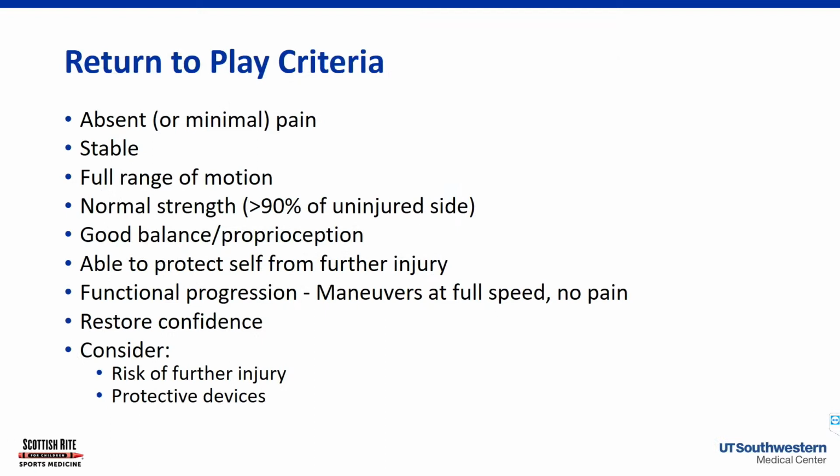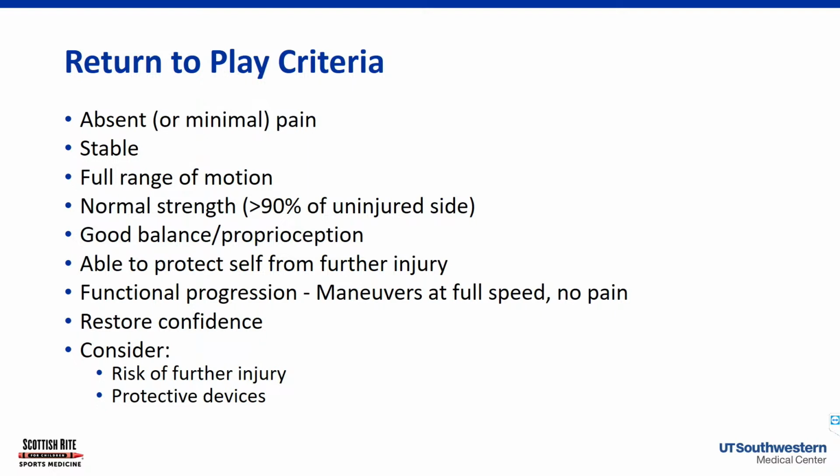They have to have a relatively stable joint, good motion, normal strength relatively symmetric to the contralateral side, and good balance and proprioception. Can they protect themselves from further injury? If they are not able to maneuver and react, then they may end up with an ACL injury. They may end up with a concussion if they can't maneuver and get out of the way because their ankle is inhibiting them. We typically go through a functional progression and make sure that they can progress.